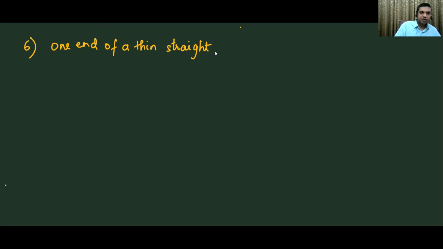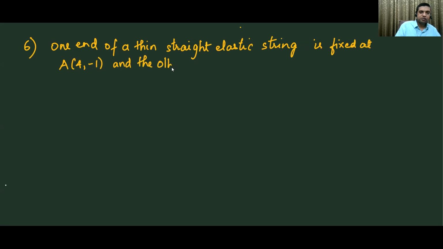One end of a thin straight elastic string is fixed at A (4, -1), and the other end B is at (1, 2) in the unstretched condition.